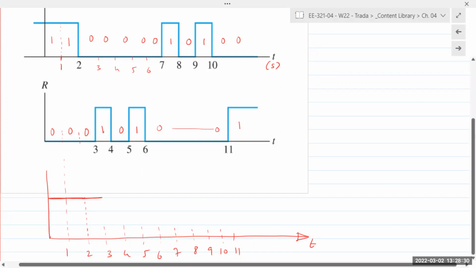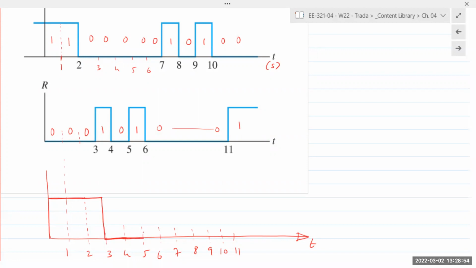So if you now look, R is 1 between 3 and 4. If R is 1, output goes low, 0. And so between 3 and 4, output goes to 0. 4 and 5 again is 0, 0, previous state. Output remains 0. Next input, again, R is 1. If R is 1, output again remains at 0.